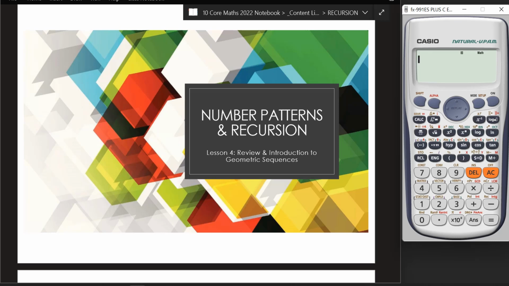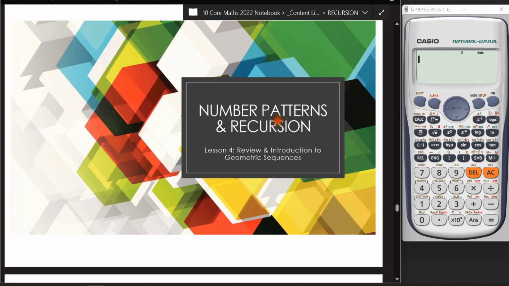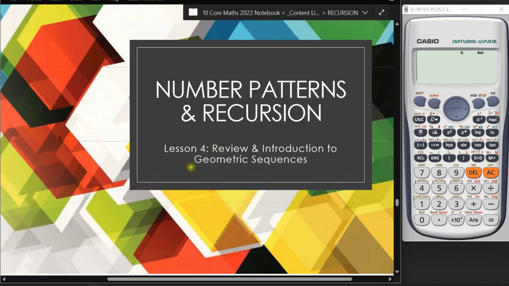Good day, students. Welcome to the next lesson of our number patterns and recursion topic. We're up to lesson 4 now, and for today's session, we're going to be covering geometric sequences. But on top of that, we'll be reviewing what we've learnt so far with number patterns and recursion. But this is our main part of this topic, the geometric sequences.